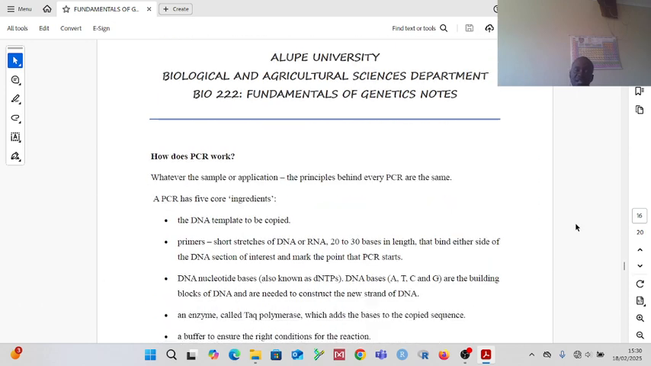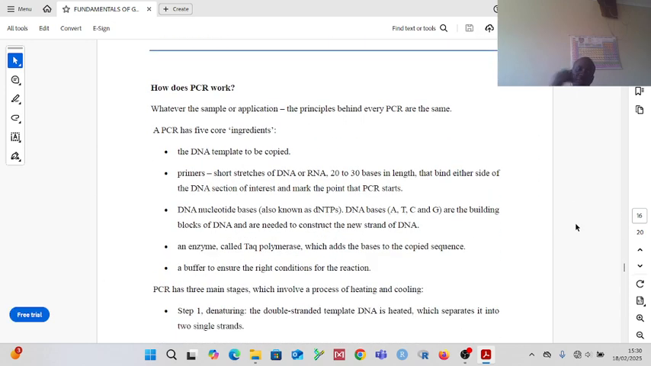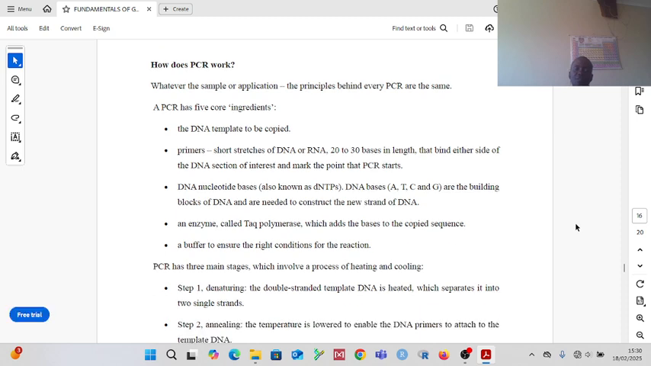So PCR, for it to work, there are ingredients that PCR needs. If you want to cook food, you must have the raw materials. So the raw materials for PCR, the ingredients, the 5 core requirements for PCR to happen, for PCR to be done, for in vitro replication to take place.